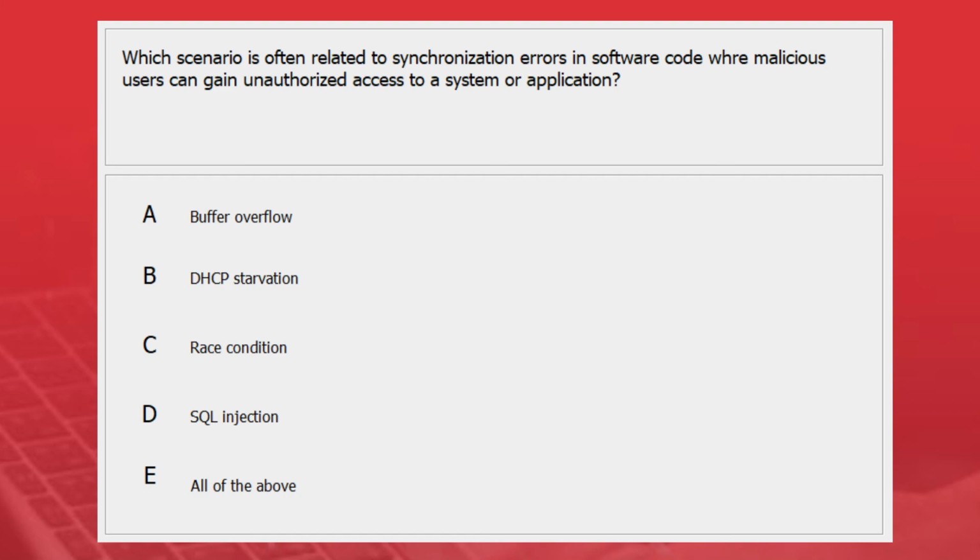Question number 39. Which scenario is often related to synchronization errors in software code where malicious users can gain unauthorized access to a system or application? A. Buffer overflow. B. DHCP starvation. C. Race condition. D. SQL injection. E. All of the above. The correct answer is D.